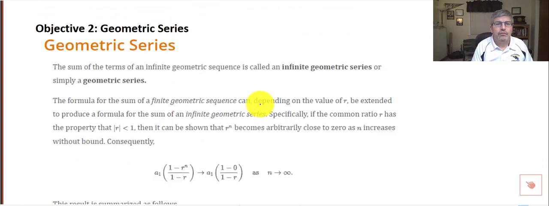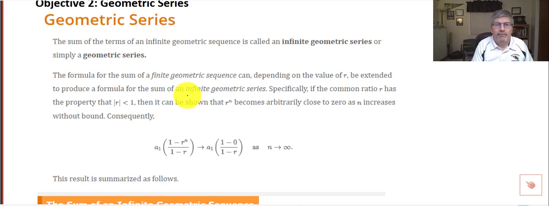Our second objective is to introduce geometric series. The sum of the terms of an infinite geometric sequence is called an infinite geometric series, or simply a geometric series. And the formula for the sum of a finite geometric sequence can, depending on the value of r, be extended to produce our formula for the sum of an infinite geometric series. So we're going to use what we had before for a finite geometric sequence to help us find the infinite geometric series.